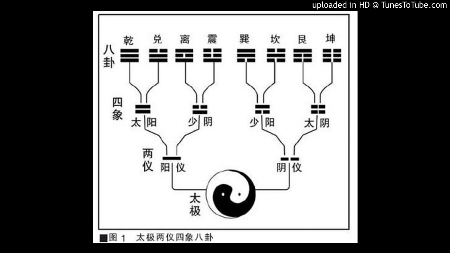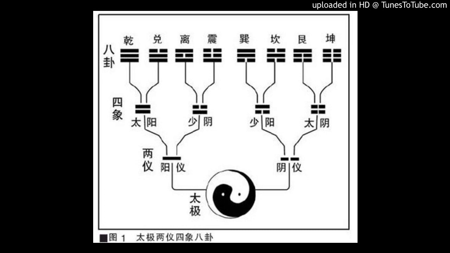In the last episode, I introduced the four images: 太阳, 少阴, 少阳, 太阴. Each of these four images is composed of two lines. Each line is a broken line or a single line, represented as yin or yang.